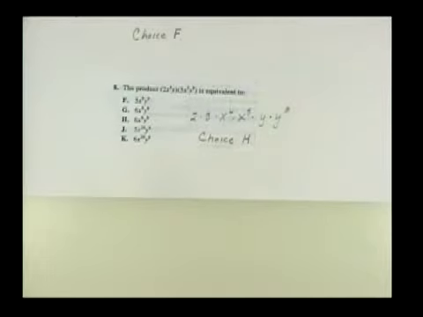The product of these two monomials, 2x to the 4th y and 3x to the 5th y to the 8th, is equivalent to, if you multiply the numerical coefficients, you get 6. Multiply the x's, you get x to the 9th. Multiply the y values, you get y to the 9th. The choice is H.